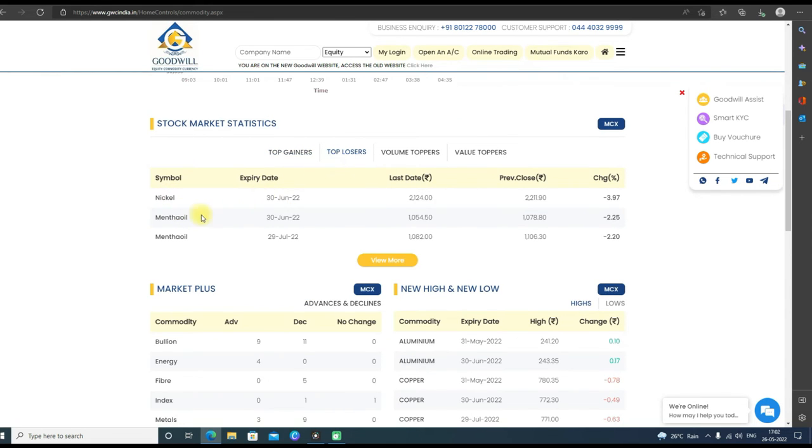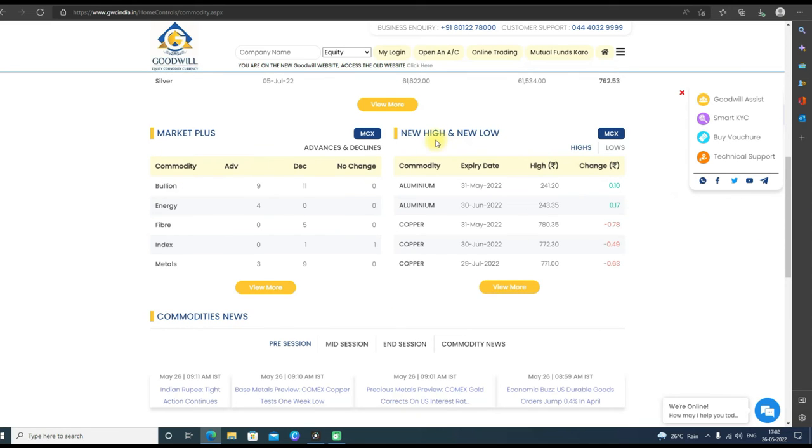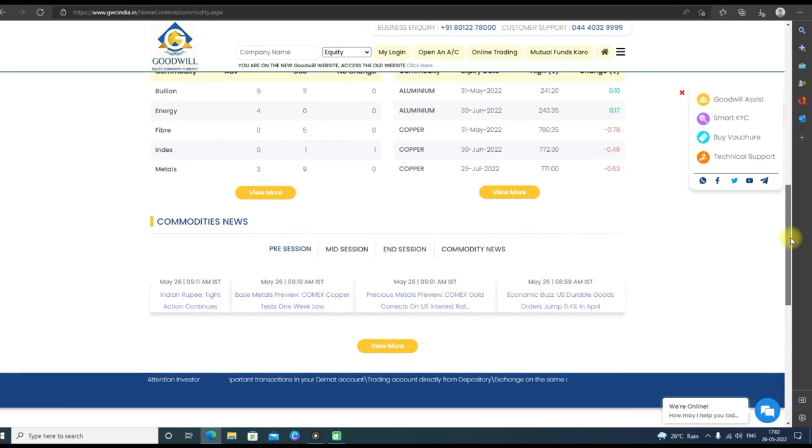For top gainers, we have gold guinea, crude oil. For top losers, we have nickel, menthol. For the volume toppers, we have the following symbols, and for the value toppers, we have the following symbols. You can basically pause the video if you want to know more about it and you can just click on it. After that, we have new highs and new lows. So basically for the aluminum, the high was ₹241.2 and the change was around ₹0.10. And at the bottom, you can basically see the news about the commodities for the pre-session, mid-session, end session.